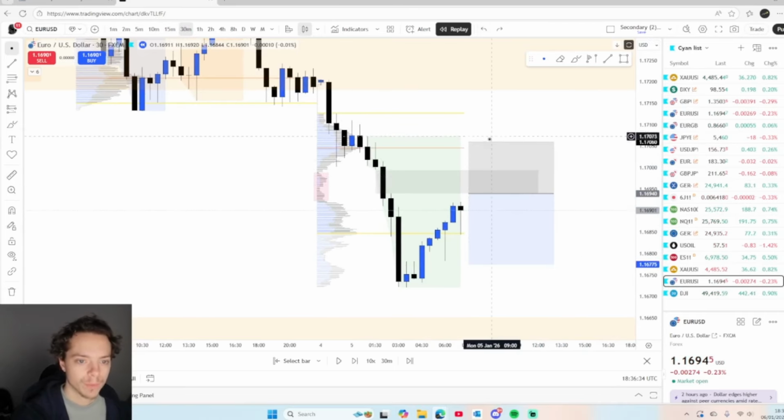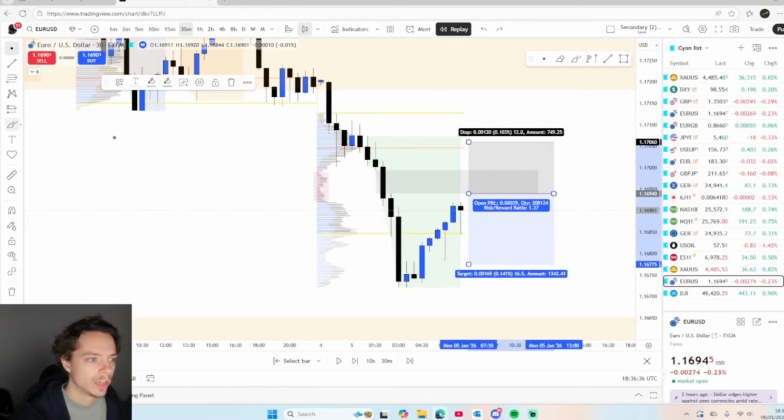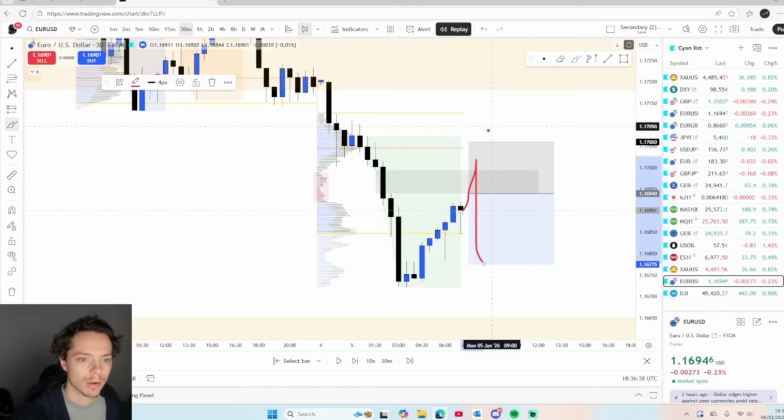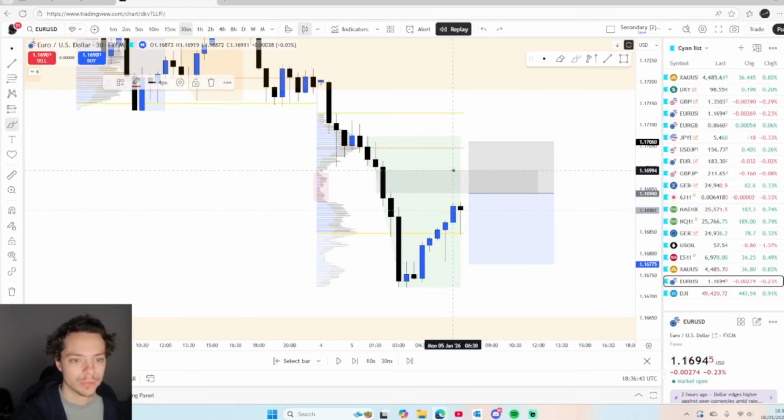But for me, I had a 12 pip stop loss just so if price does want to just retest it and go like that and trade into this value area, we will be all right. As I said, you'll see from how it plays out. You could have had a tighter stop loss if you wanted.